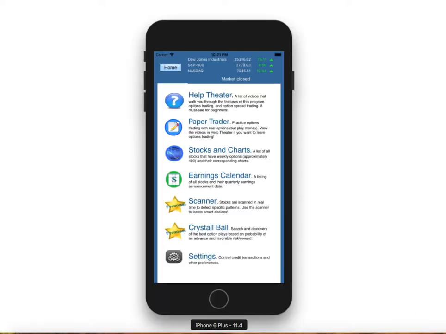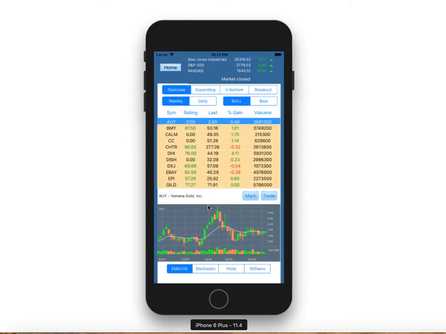So let's take a look at the actual app. And these items here, these two items with the star, are the two premium services. Let's take a look at this one. It's the scanner. Now the scanner looks for winning patterns in real time while the market's open. Well, it looks at it when the market's closed too, but it only goes off of the closing data from the previous session. When the market's live, it will scan for various patterns that you choose.